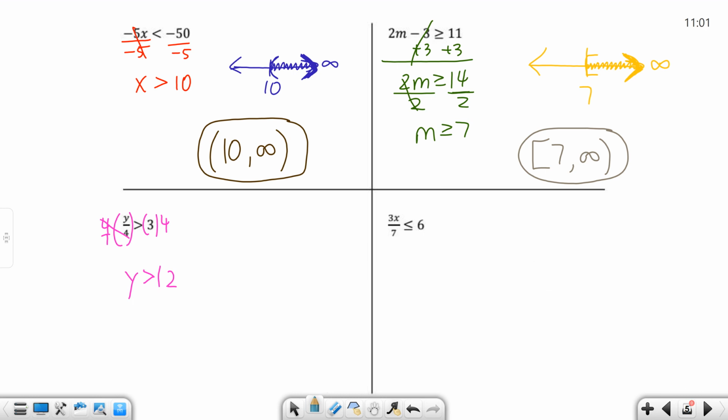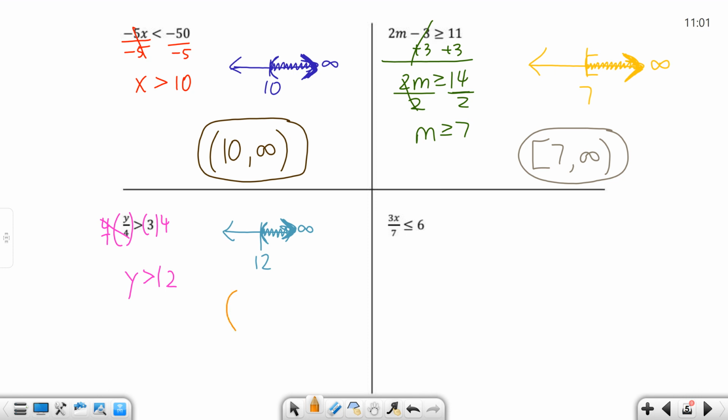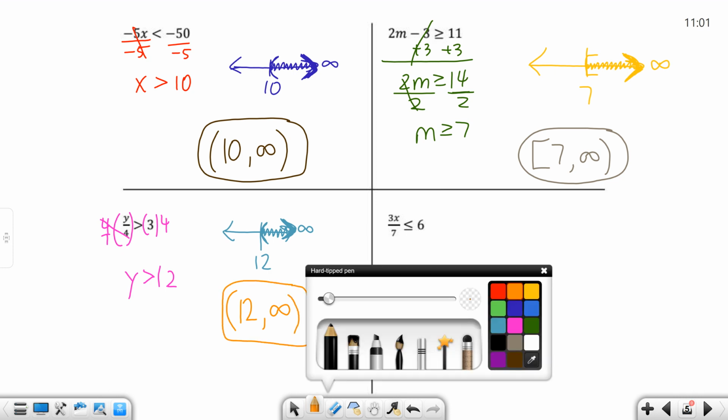So there's my inequality. On my number line, I care about one number, 12. Which way is greater than? To the right. Shade the arrow. What does the arrow represent if it's to the right? Infinity. And this is a parenthesis because there's no equals. So then my interval notation looks like parentheses, 12, comma, infinity, parentheses. Or parenthesis. It's singular, I suppose.